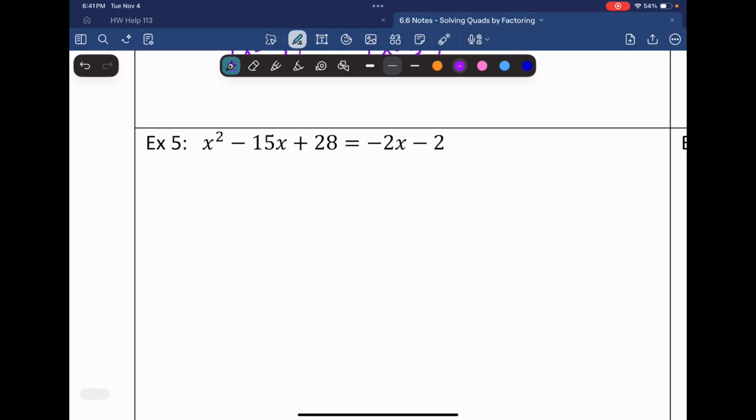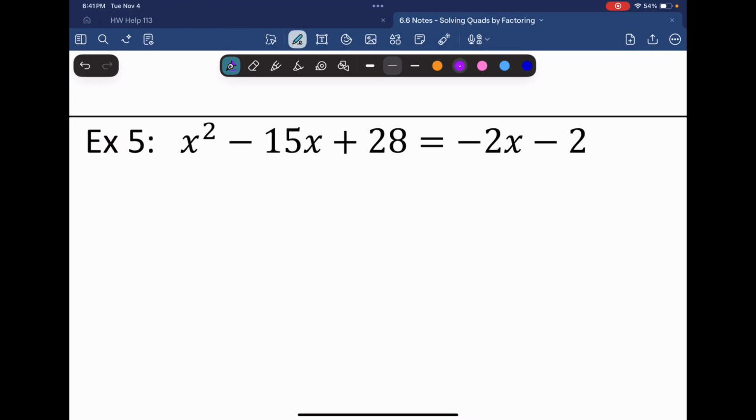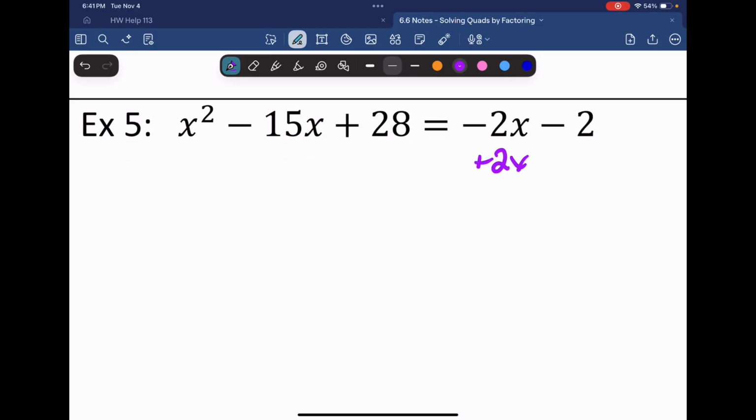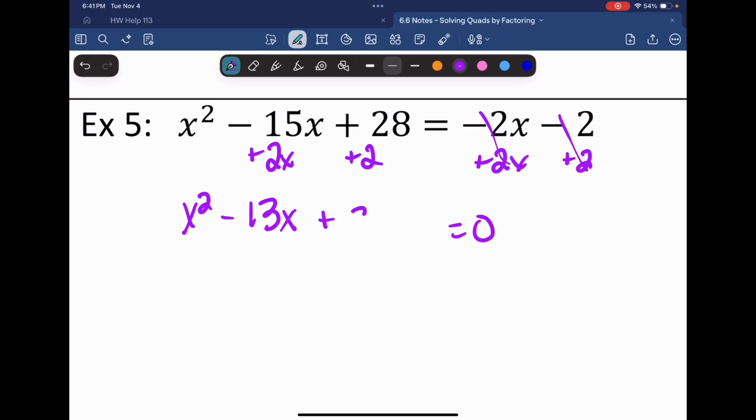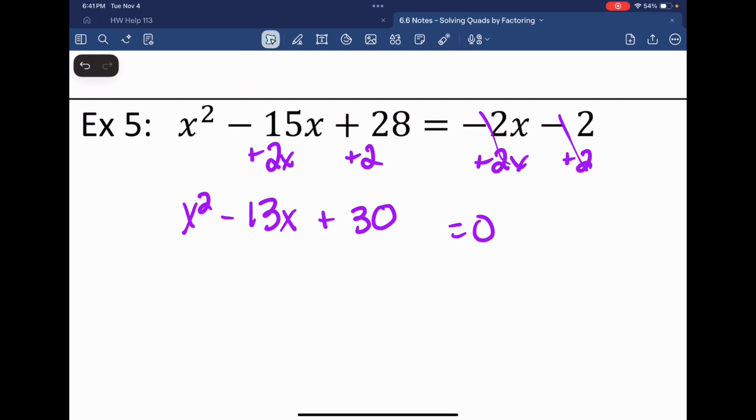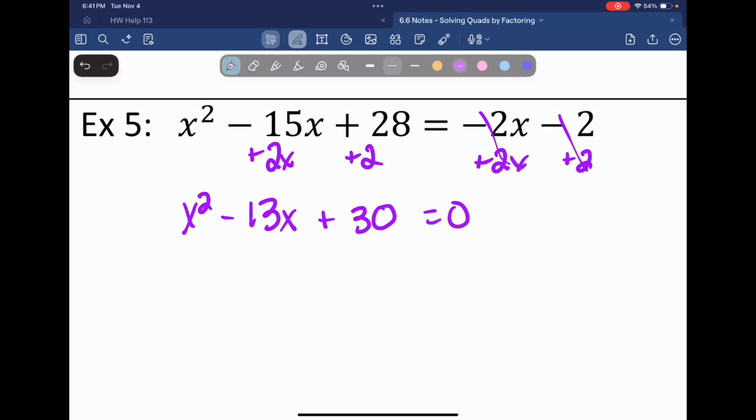All right, x squared minus 15x. Okay, we got a whole bunch of stuff going on, but the equation has to equal 0 first. So we're going to add 2x, add 2, to make those equal 0. So x squared minus 13x plus 30. All right, no GCF, 3 terms, and it's quadratic. Gotta factor this. Leading coefficient is 1.